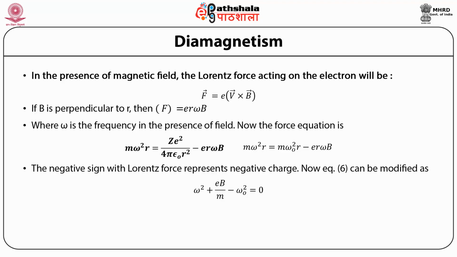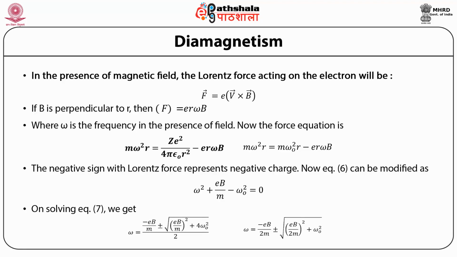So now this equation 6 can be further simplified: omega square plus eB over m omega minus omega naught square is equal to 0. On solving this equation 7, we get omega equal to minus eB by m plus minus square root of (eB square by m square plus 4 omega naught square) over 2, and omega is further equal to minus eB by 2m plus minus square root of (eB square by 4m square plus omega naught square).